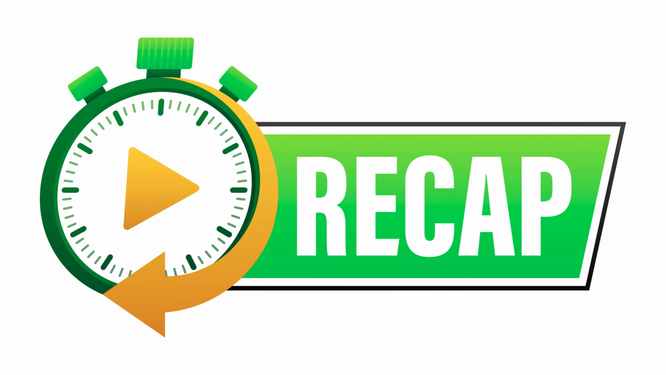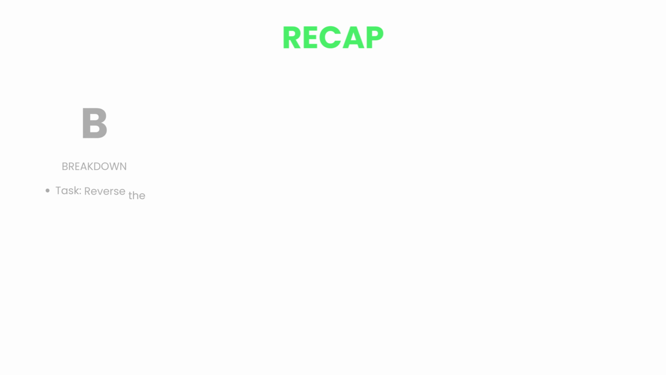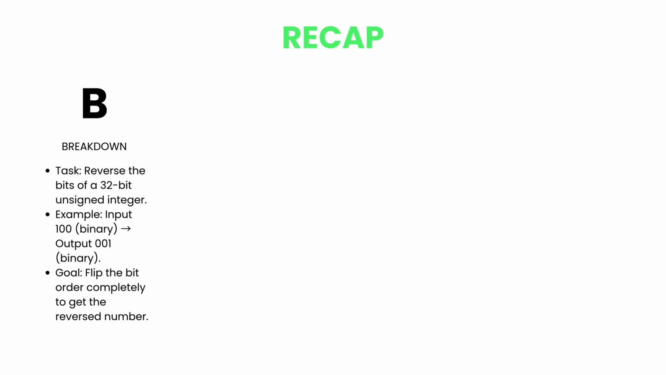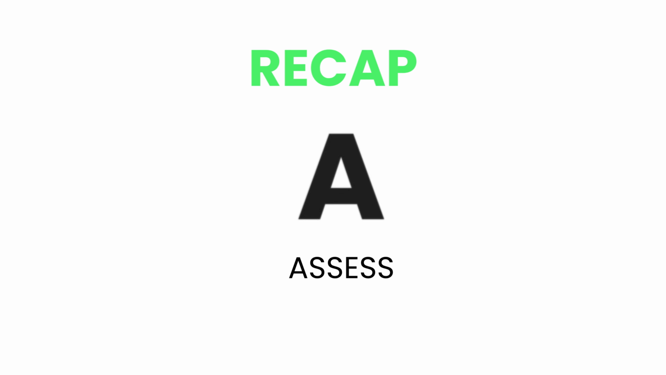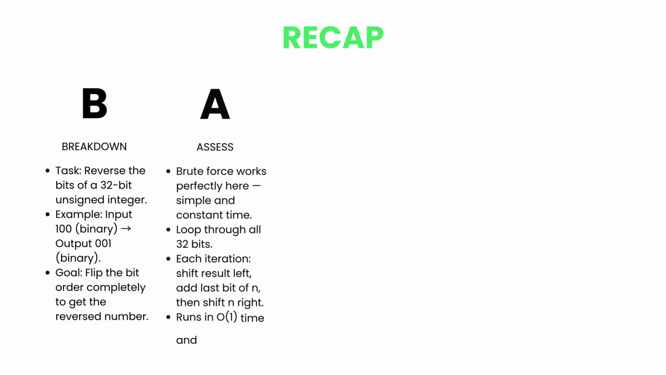Alright, let's quickly recap what we learned about reversing bits in a 32-bit unsigned integer. Breakdown recap: we started by understanding that the task is to flip the order of bits, turning the least significant bit into the most significant, and vice versa. Conceptually, it's like mirroring the binary pattern of the number. Assess recap: we realized that a simple loop-based approach works best here. There's no need for optimization tricks. Iterating through all 32 bits is already efficient since the bit count never changes.